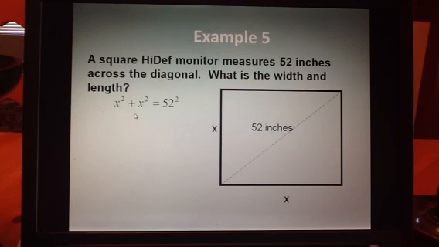But how you work this out algebraically, you're going to put your like terms together. So x squared plus x squared is 2x squared. And I just squared 52. You're then going to divide both sides by 2. Once you get down to this point, your last step is to take the square root on your calculator.